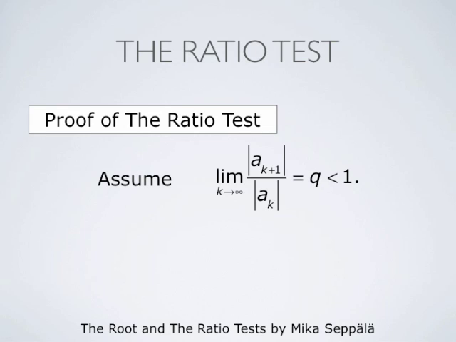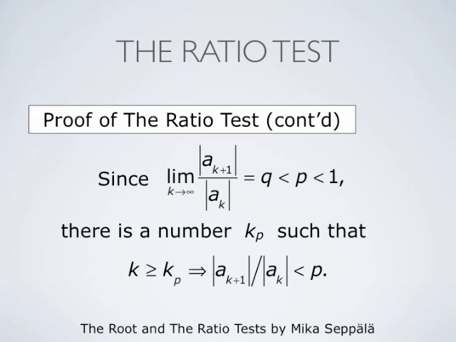Let us prove that part of the ratio test which says that if the limit as k goes to the infinity of the absolute value of a_{k+1} divided by the absolute value of a_k is less than 1, then the series summation k from 1 to the infinity a_k converges. Denote this limit by q. Now if q is less than 1, then we may of course choose a number p between q and 1.